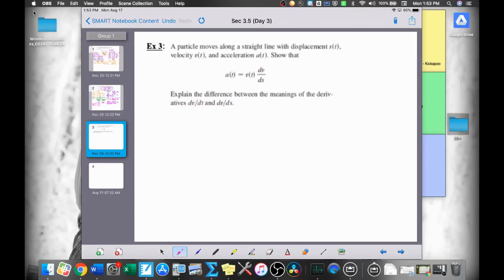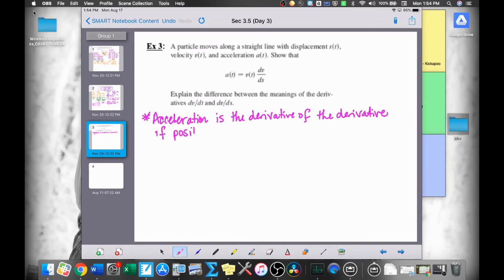My final example in this set of notes doesn't really have any calculations. It just deals more with understanding the relationships between position, velocity, and acceleration, and the fact that acceleration is actually a composition function. So let's talk about that for a second. Acceleration is the derivative of the derivative of position. So it is a composition.